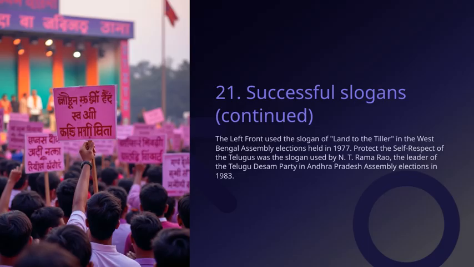Moving on, in Andhra Pradesh, N.T. Rama Rao, the leader of the Telugu Desam Party, used the slogan, Protect the Self-Respect of the Telugus, during the 1983 Assembly elections. This slogan was about regional pride and dignity, emphasizing the importance of respecting and standing up for the Telugu people's identity and interests. Both slogans highlight how effective messaging often taps into core issues, whether land rights or regional pride, to rally support. These examples also show how slogans can become a crucial part of a campaign's overall strategy, connecting voters emotionally to the candidate's promises and ideals.